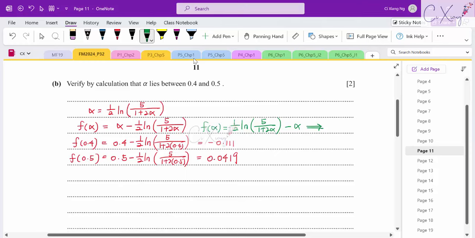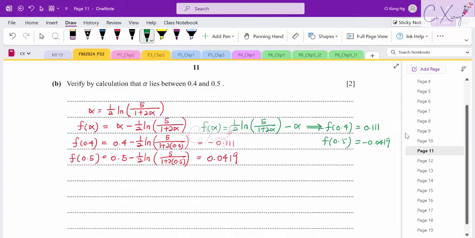But if we are using the function f alpha in this form, in the green color part here, then by right, your answer for f 0.4 should be having a positive value. Then when you substitute f 0.5, you will be having a negative value. The value itself is the same, just that the positive and negative sign of this value will be different. So either you show it in this way or in this way.